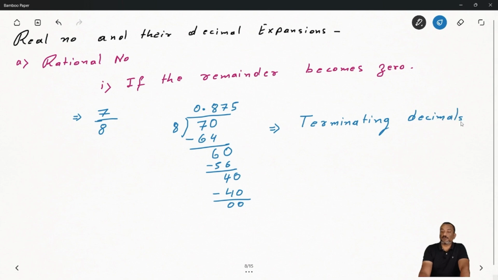Okay, let's see one more example. Suppose we take 5 over 4. Okay, 5 over 4 we have taken. So in this one, we put 5 in the dividend place and 4 in the divisor place. So you can divide them. You can go 1 time. So how much remainder will you get? You will get 1. And now you can put a decimal.